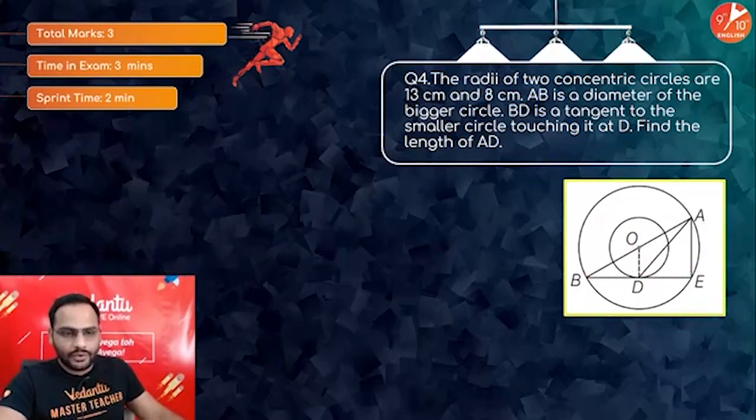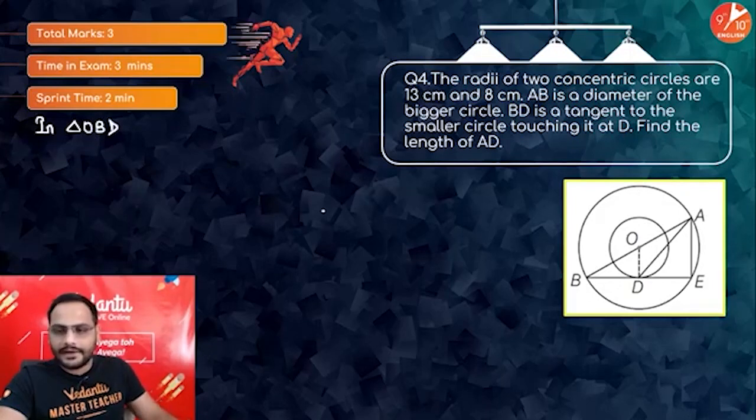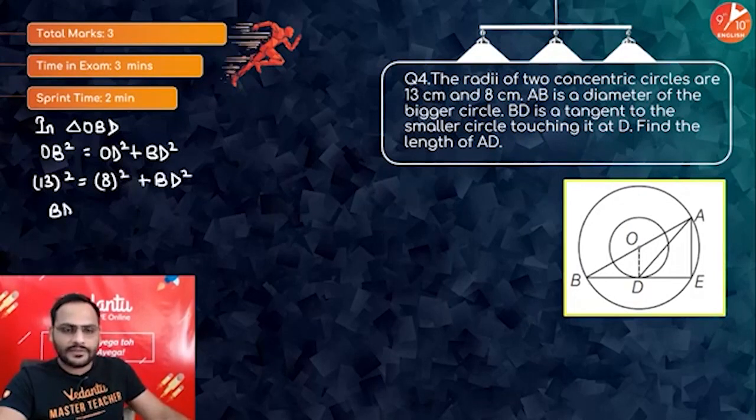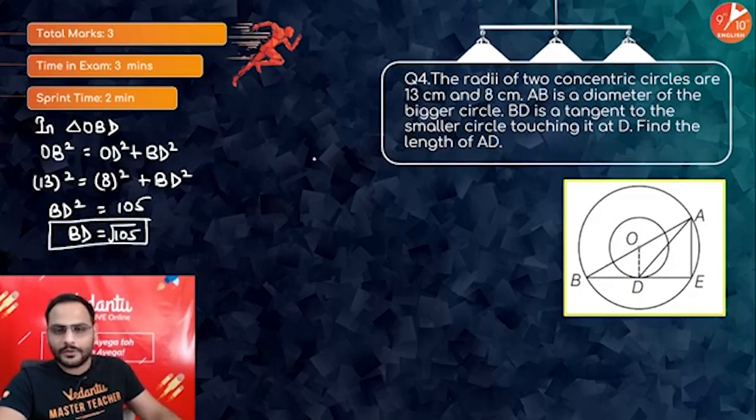So in triangle OBD, angle D is 90 degrees. We can say OB square is equal to OD square plus BD square. OB is 13, square is 169. OD is 8, square is 64, and BD square. So you will get BD square as 169 minus 64, which is 105. So BD is equal to square root of 105. If BD is square root of 105, DE and BD are both equal, so DE also will be square root of 105.